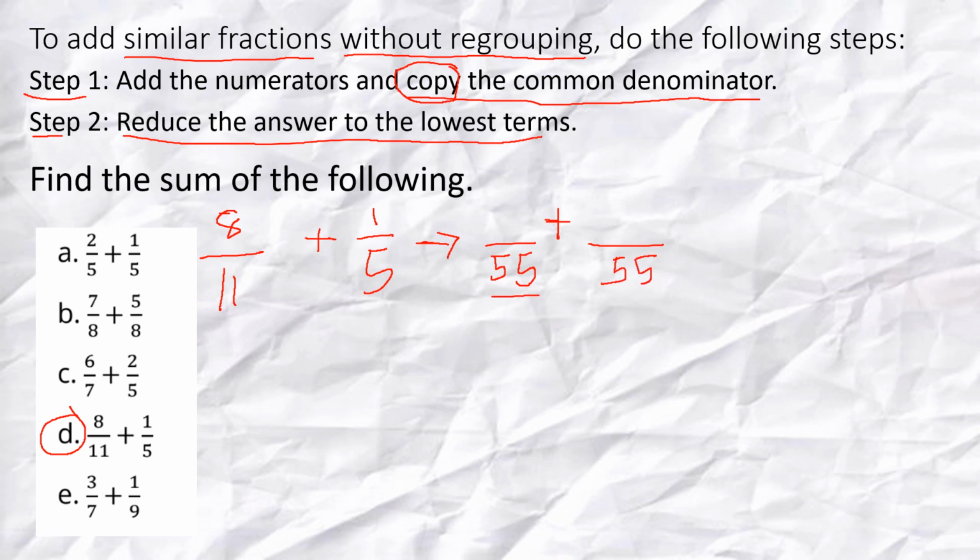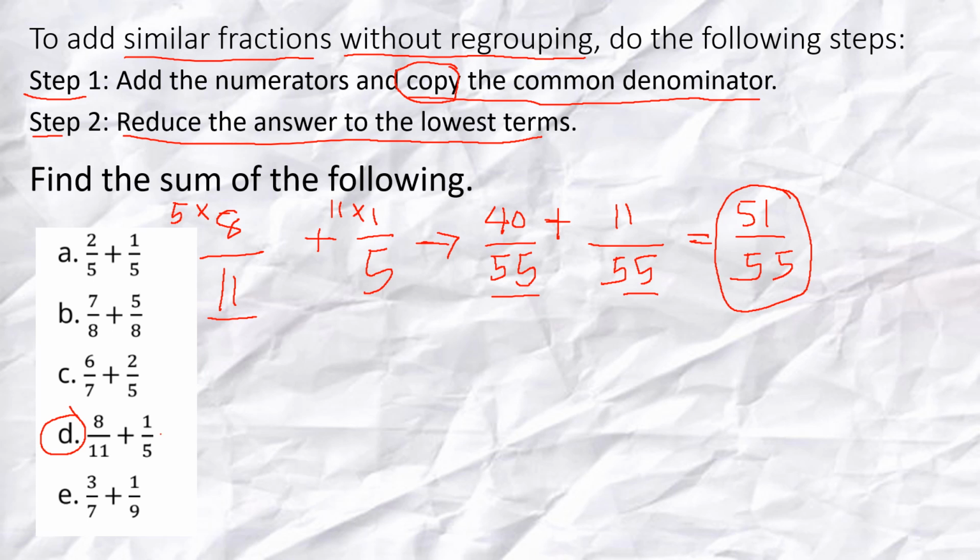Next, 55 divided by 11 is 5. 5 times 8 is 40. 55 divided by 5 is 11. 11 times 1 is 11. We can now add the two since we now have a similar denominator. So 40 plus 11 is 51 over 55. We cannot simplify these two fractions anymore. Therefore, this is now your final answer.